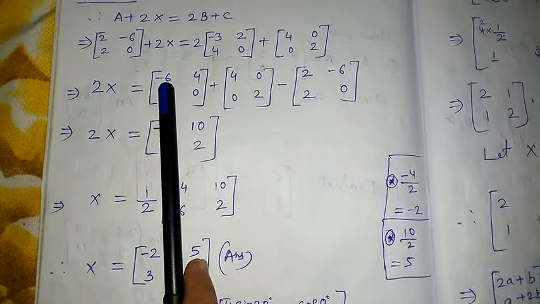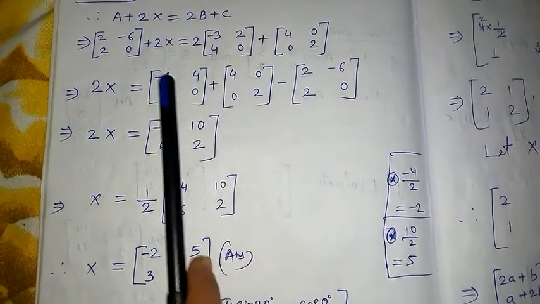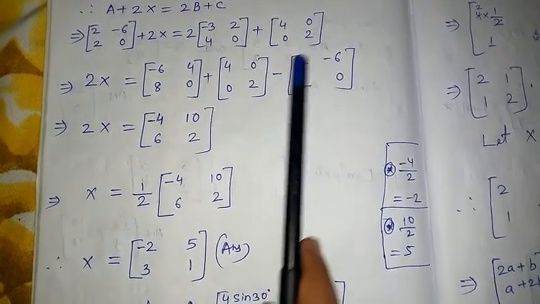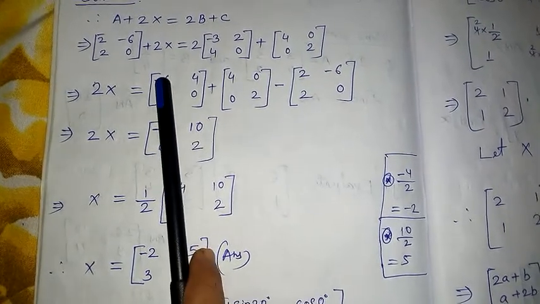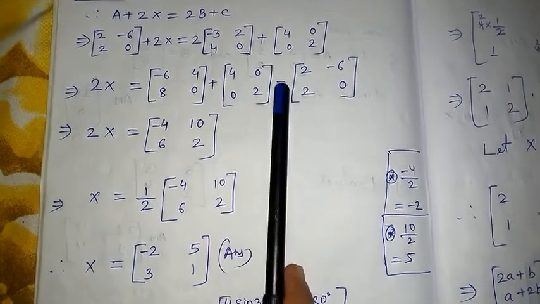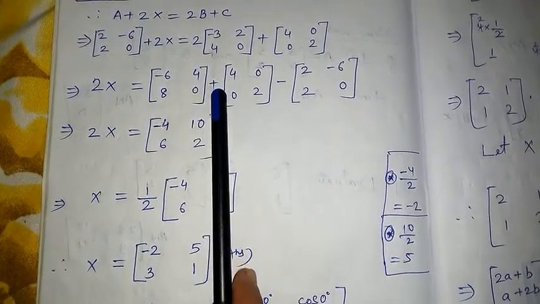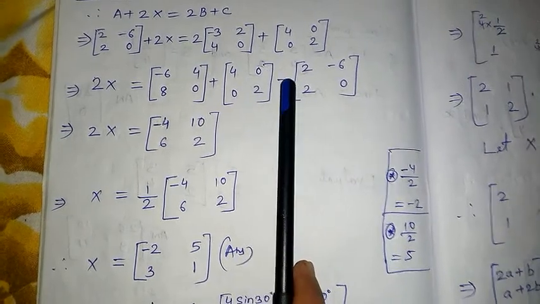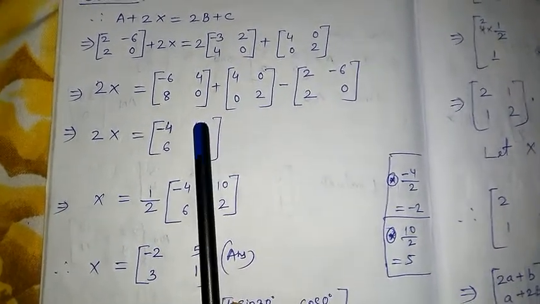So let us start. -6 plus 4 is -2. Then -2 and -2 is -4. So from here to here we got -2, again -2, and -2 minus 2 is -4. Now 4 plus 0 is 4, and minus into minus is plus. So 4 plus 6 is 10.